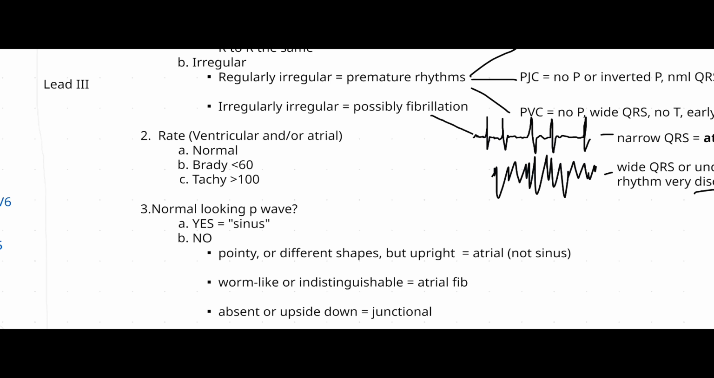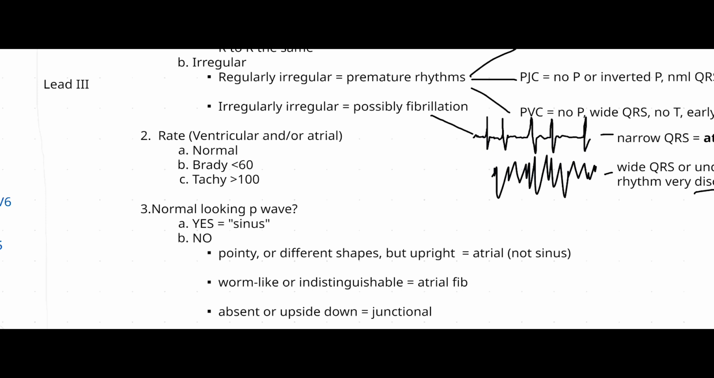It doesn't matter the rate, okay? Because AFib we can categorize as AFib with tachycardia, or RVR, rapid ventricular rate, or AFib with controlled rate. Don't worry about that part. That's not part of the criteria. Worm-like P wave, can't see them, and irregularly irregular rhythm is AFib.